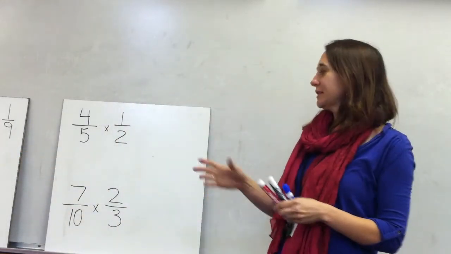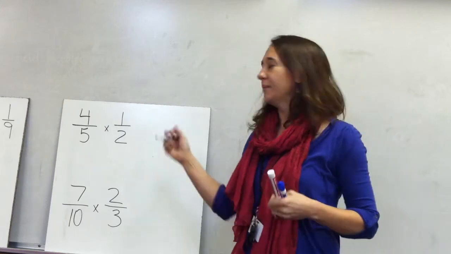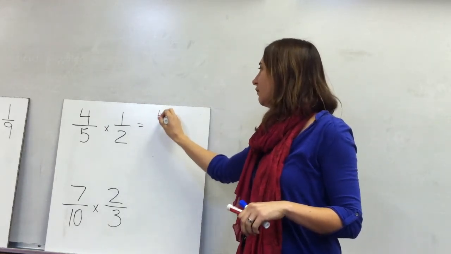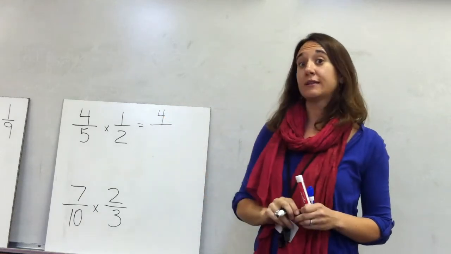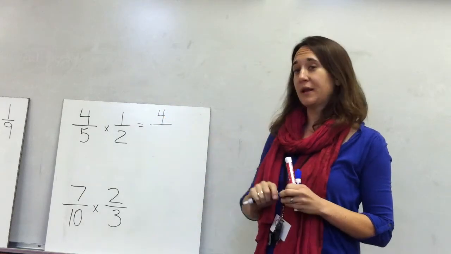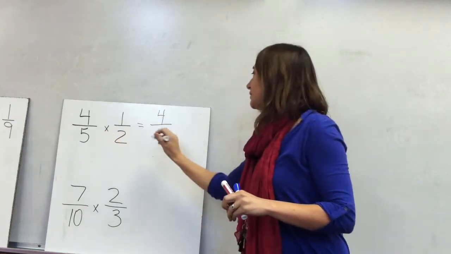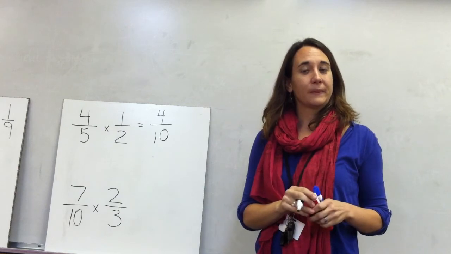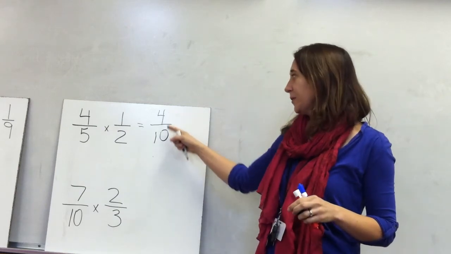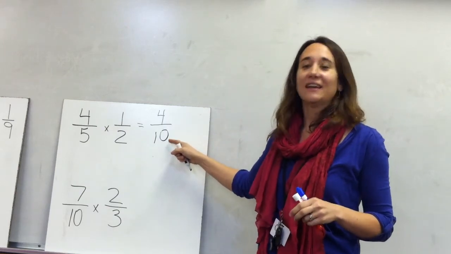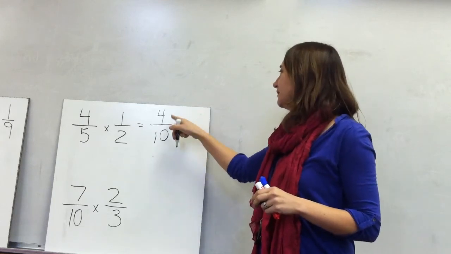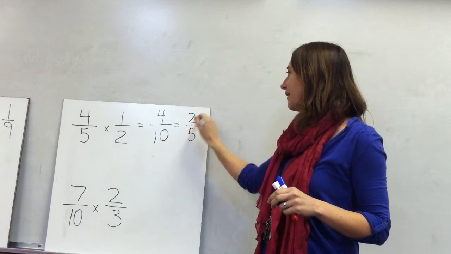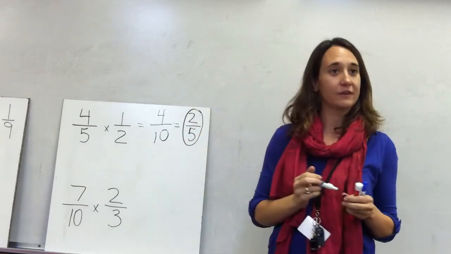Okay, so let's do one together. Remember, we don't have to find a common denominator for this, so it's simply 4 times 1 is 4. You're writing this down, right? 4/5 times 1/2. All right, 5 times 2 is 10. Is that in simplest form? No, it's not, because both the numerator and the denominator are even and can be divided by 2. 4 divided by 2 is 2. 10 divided by 2 is 5. So your answer is 2/5 in simplest form.